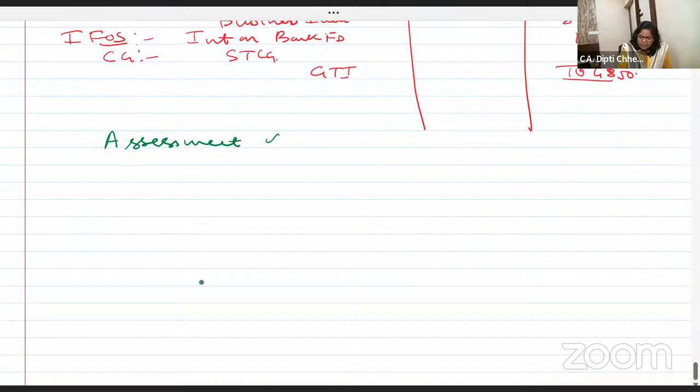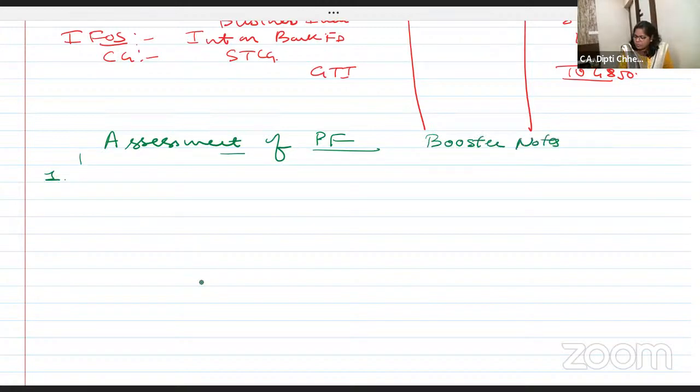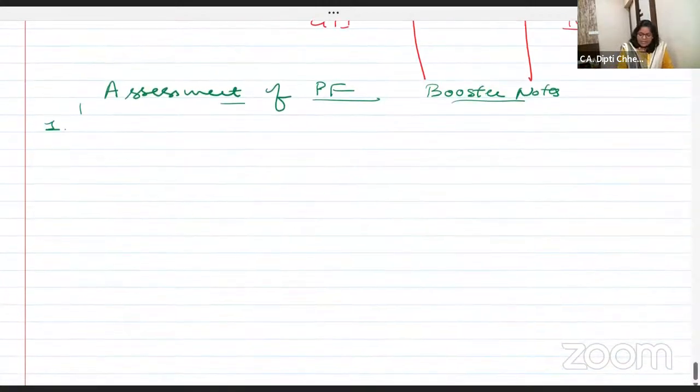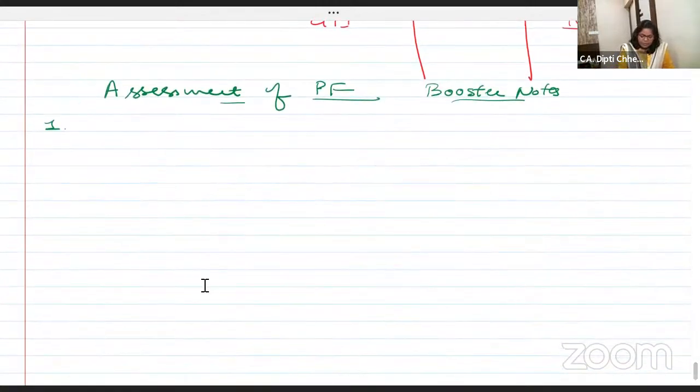Assessment of partnership firm. Okay, right. Number 1 point, booster notes I am giving, and I want all of you to write it as quickly as possible. Booster notes. Assessment of partnership firm.